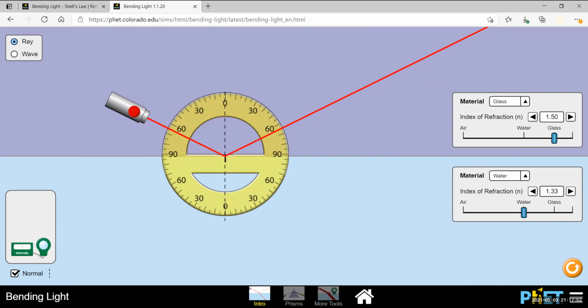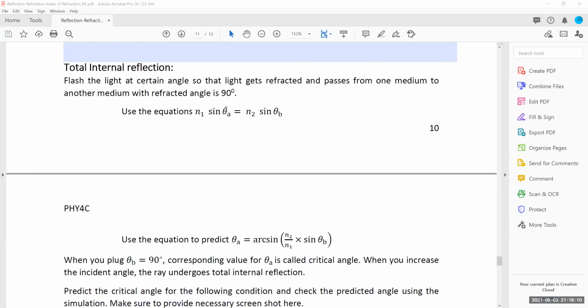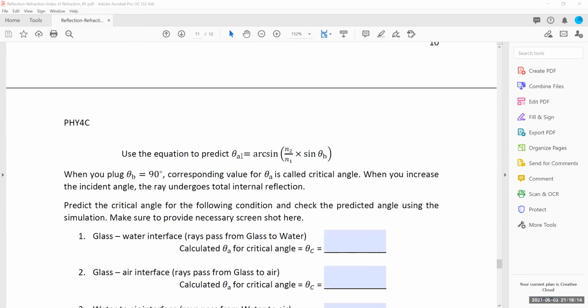So in this case, theta A has to be equal to, let me stop sharing the screen and share with you the instructions. So at this point, we're doing the internal reflection, total internal reflection. So we're still using Snell's law, with the exception now that we need an angle of incidence theta A, so that the angle of reflection needs to be exactly 90 degrees.